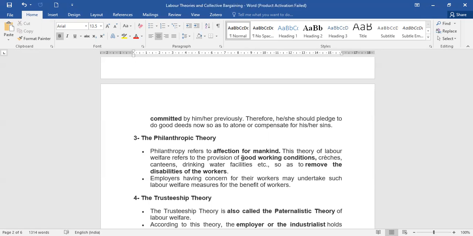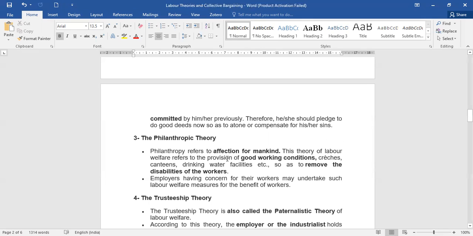The theory talks about the provision of good working conditions, the crutches, the canteen, drinking facility, hygiene, so as to remove the disabilities of the workers, so that the workers have a satisfaction level. It will help them to work with complete motivation, boosting up the morale. So employers should have concern for their workers, and such welfare measures can definitely benefit the worker. These are the basic facilities which an employer, without any selfish motto, should provide to the employees.